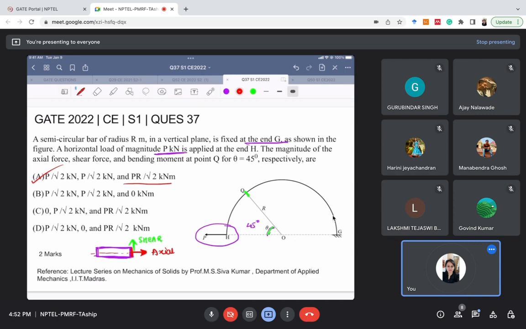Any problem with this question? If not, you may ask. You may write no or say no. Hello, ma'am. Ma'am, how does it become axial and shear? Please repeat the question.